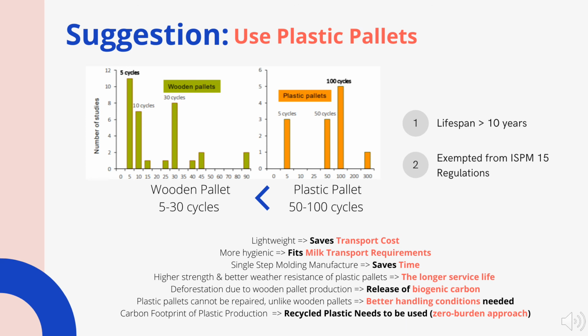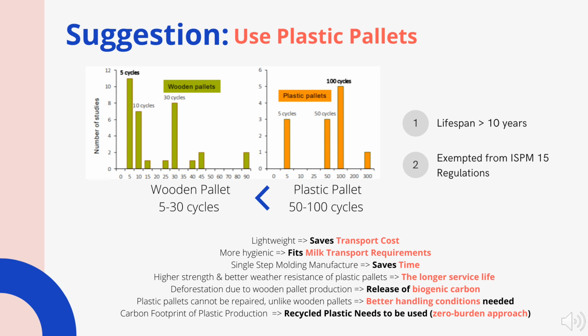After analyzing all of the aspects of fabrication procedures, we came to the conclusion that the use of plastic pallets is more preferable than wooden ones because, first of all, plastic pallets' lifespan is more than 10 years, and also they are exempt from the ISPM 15 regulation, which means that we won't be spending extra time preventing pests and fungi. And if you refer to the graph given here, we can see that a plastic pallet has a longer service life, up to 100 cycles, whereas a wooden pallet can be used only up to 30 times.